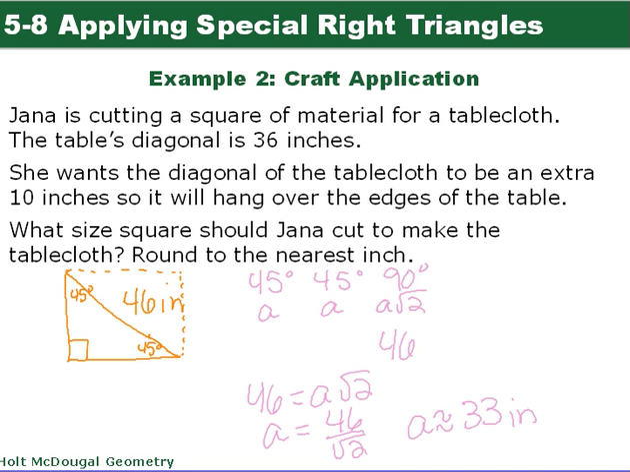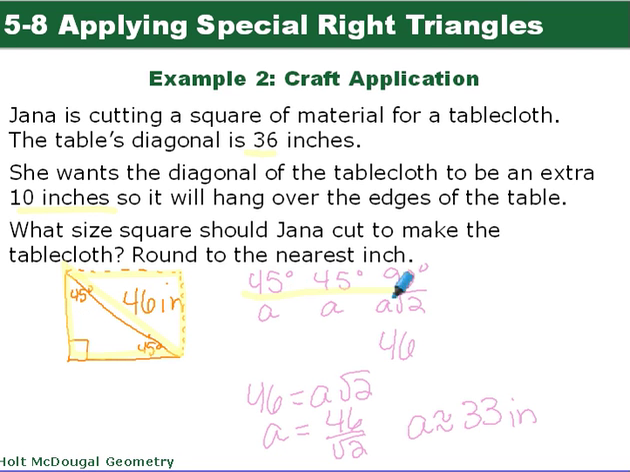So for this one, let's draw a picture. Pictures are wonderful. So it's going to be a square. So we have our square. And the table's diagonal is 36 inches. She wants the tablecloth to be an extra 10 inches on the diagonal, which makes our diagonal here 46 inches. Since it's a square, we're going to be looking at a 45-45-90 triangle.